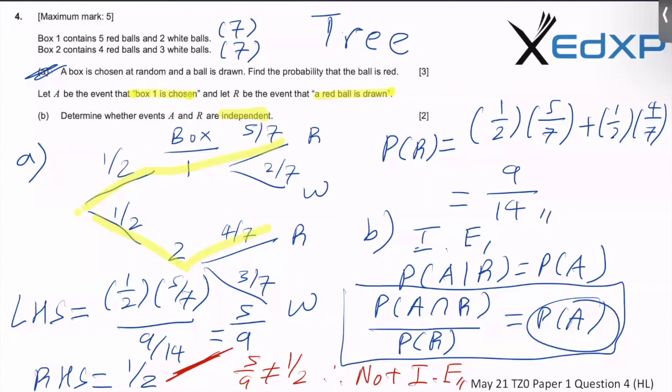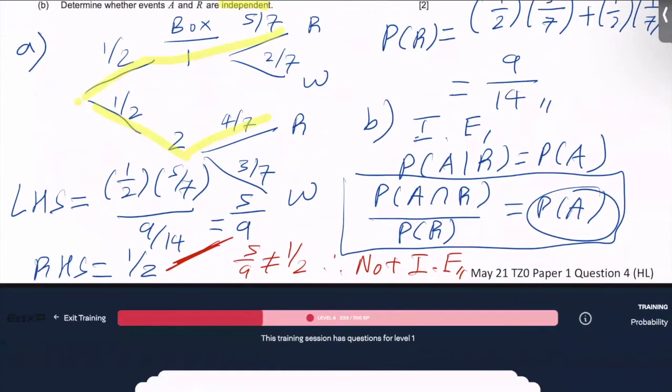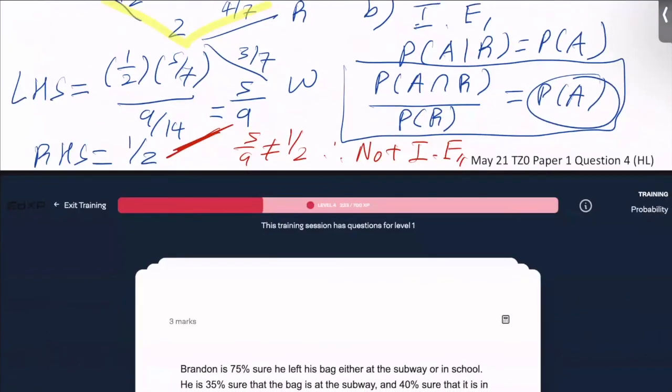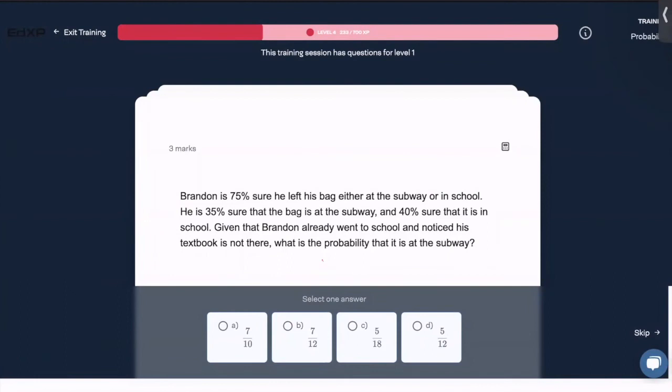Okay, so I've covered 3 examples from past papers. I'll move on to some of our questions from our EdXP database. Feel free to try them online at edxp.com. Okay, so this is a probability question at level 1. Let's jump right in. Brandon is 75% sure that he left his bag either at the subway or in school. He's 35% sure that the bag is at the subway and 40% sure that it is in school.